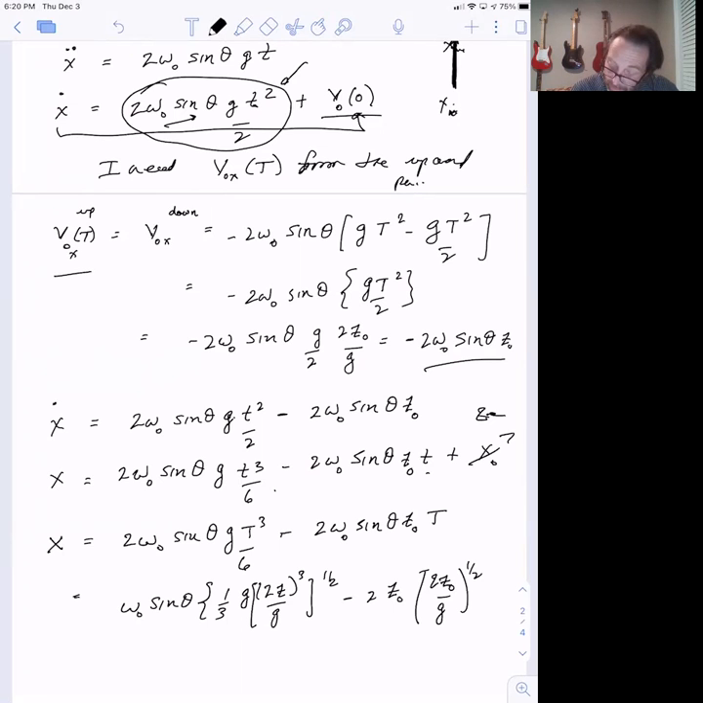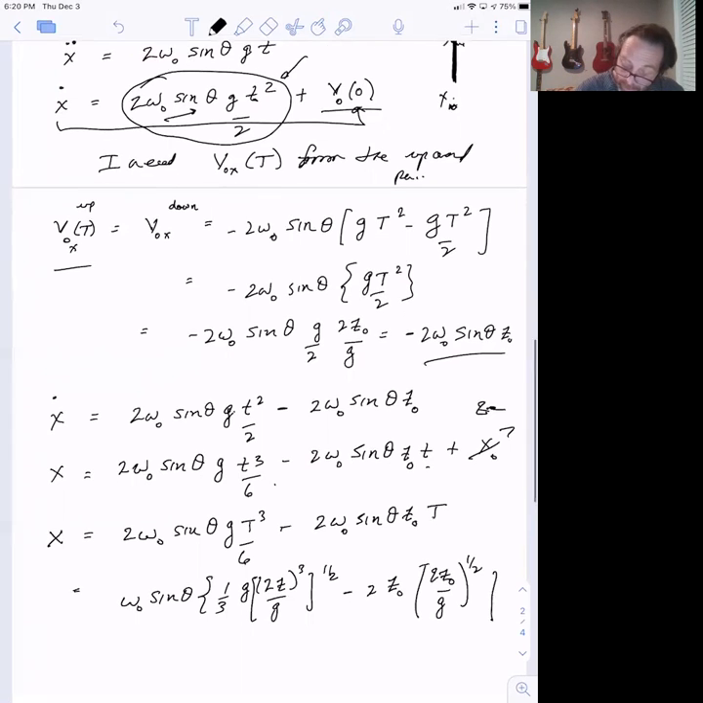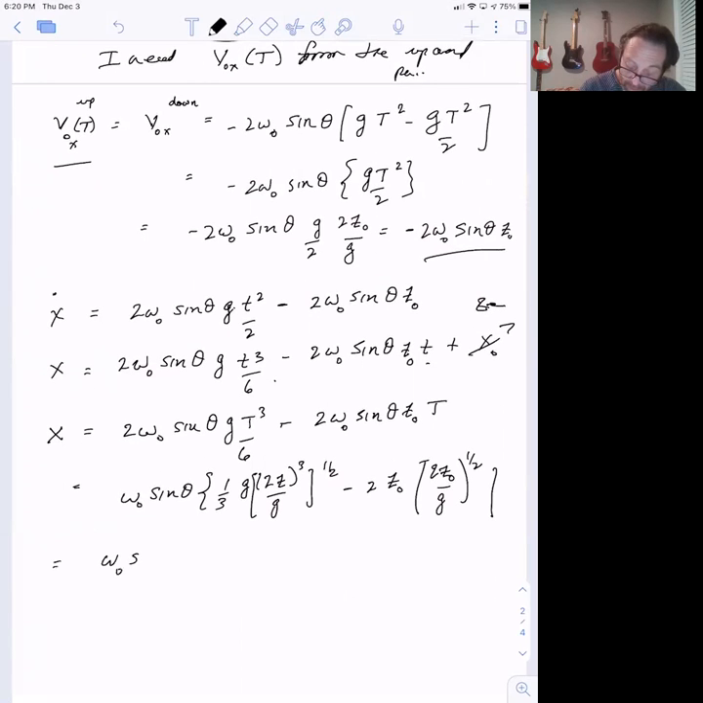So this works out pretty nicely, because what I'll have now is omega naught sine theta, 1/3, this guy is 2 z naught cubed over g, to the 1/2. And if you look at this, I got a 2 z naught here and a 2 z naught there. So if I bring that in, that's squared under the 1/2 power. So that's minus 2. Oh, there's no 2 on the outside, it's 2 z naught now. This goes in here, cubed. The g is still to the power 1/2.